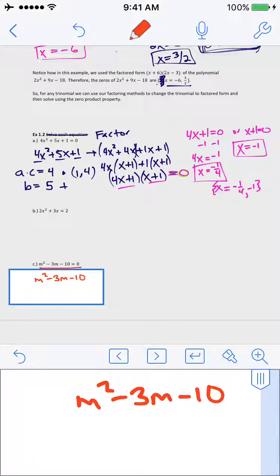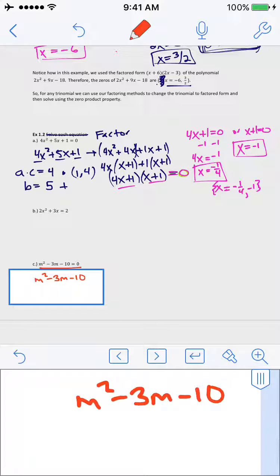If m plus 2 is equal to 0, then m has to be -2. And if m minus 5 is equal to 0, m has to equal 5. Those are my two answers. So either m is -2, or m is 5. Cool. Alright, so I'm hoping this is starting to make sense since there's only a little bit more, right?